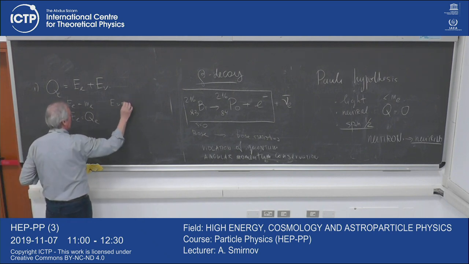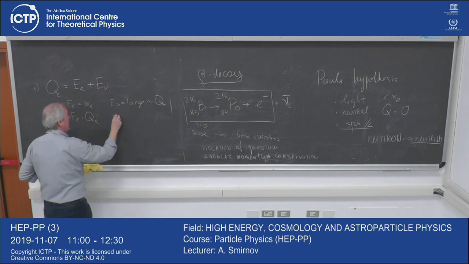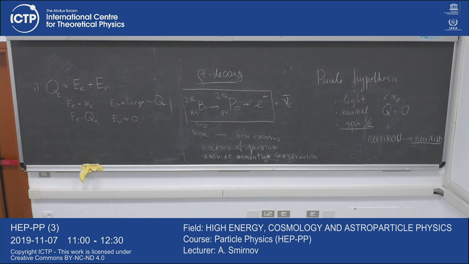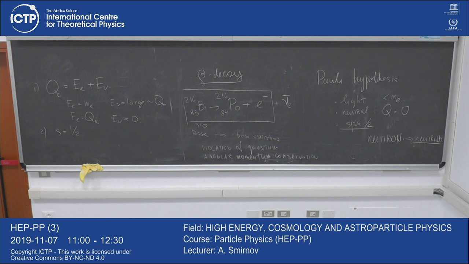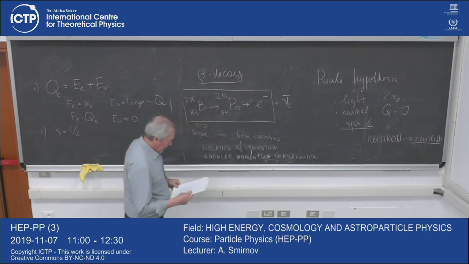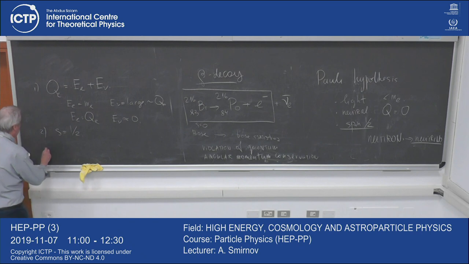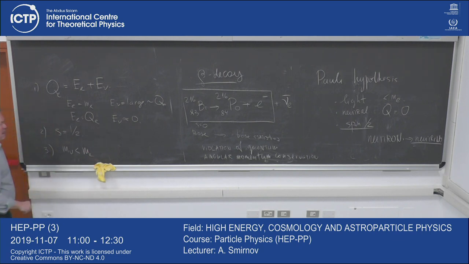So if this is large, it is close to Q. And it can be Q if the energy of the neutrino is close to zero. So any intermediate distribution is possible. Second, since the spin of the neutrino is 1/2, you immediately can satisfy angular momentum conservation, because you have two particles with spin 1/2. And here the spin is integer, and here the spin is also integer. So you can satisfy this relation. And finally, since this neutrino is light, you essentially do not distort the spectrum. It doesn't show in kinematics.